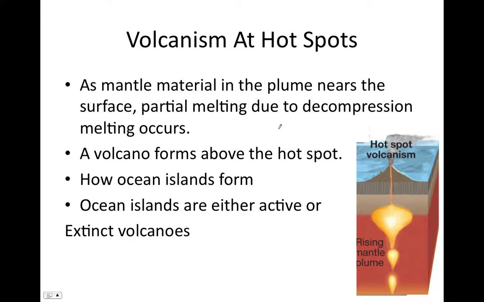So as I mentioned, as the mantle material in the plume nears the surface, partial melting due to decompression melting occurs. And that melt rises to the surface and forms volcanism, which we call a hot spot. This is how some ocean islands form. And ocean islands that formed by hotspots are either active or extinct volcanoes.